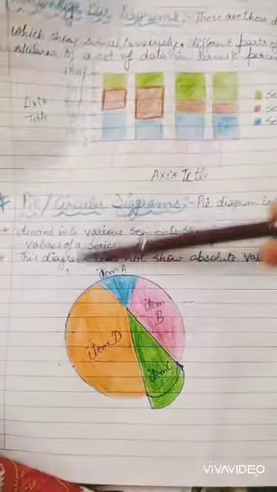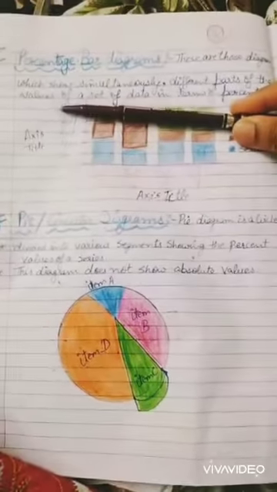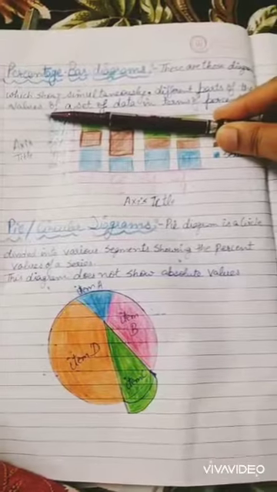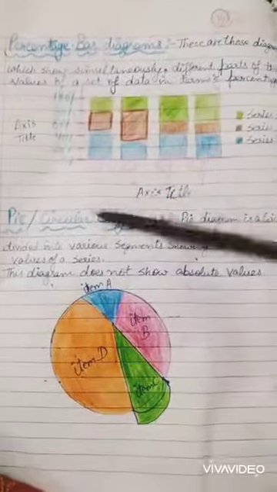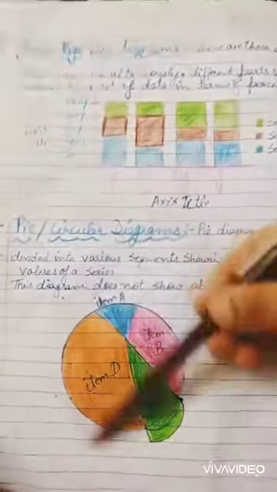The last one is the pie or circular diagram. Okay, the data which we show in various segments. A pie diagram is a circle divided into various segments showing the percentage value of a series. This diagram does not show absolute value. Yes, it shows some percentage, like we assume this pie as 100.